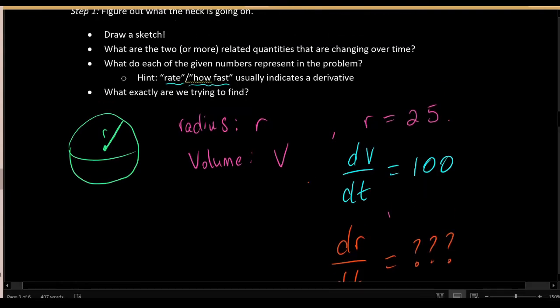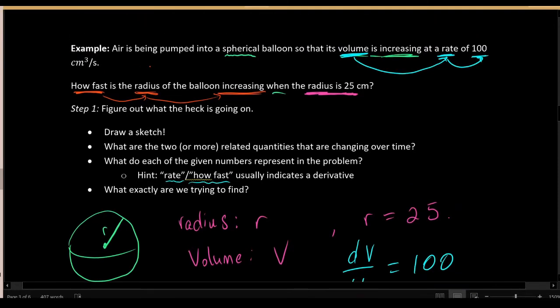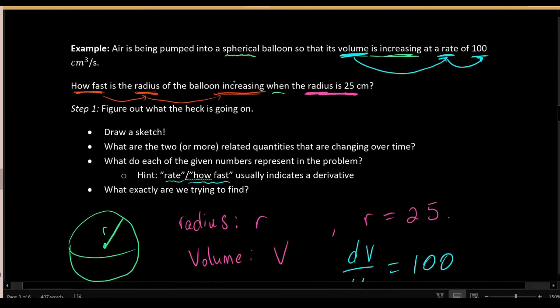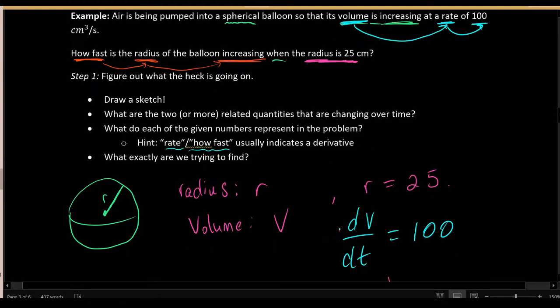Okay, so I've now parsed this paragraph. We have a balloon which is shaped like a sphere. Sphere is a mathematical term, so that's important. So I'm going to make a note of that. The balloon is a sphere. The second thing, the volume is increasing at a rate of 100. So there's a quantity in this problem called volume, and its rate of change over time is given by 100.